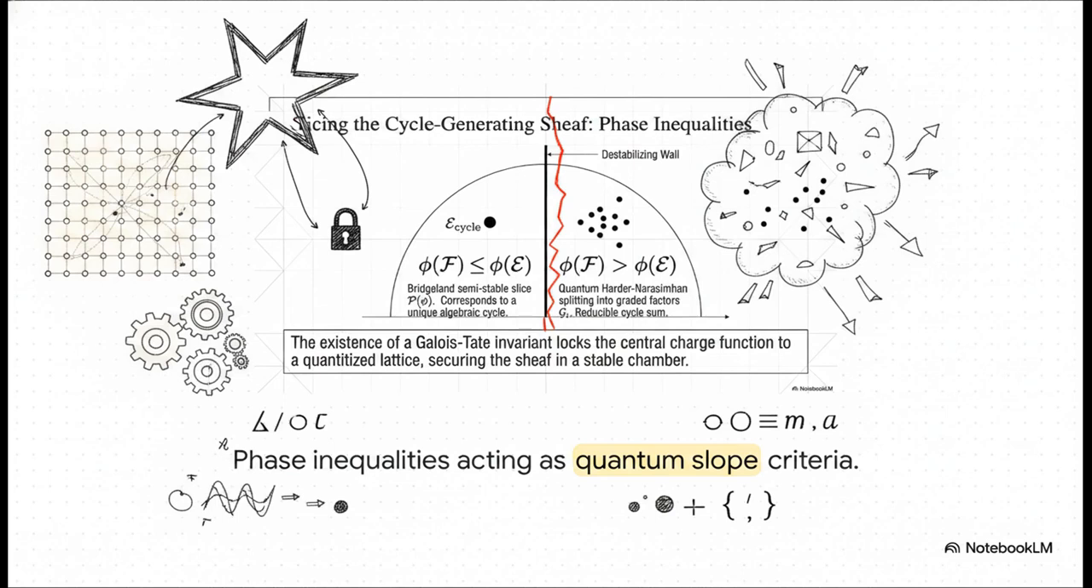Because we have a Galois-Tate invariant, this central charge is firmly locked to a quantized lattice. What that means is the sheaf is highly secured in a stable chamber, just as long as the phase inequalities are respected. In the semi-stable slice, that unique algebraic cycle is safely bound within its chamber.